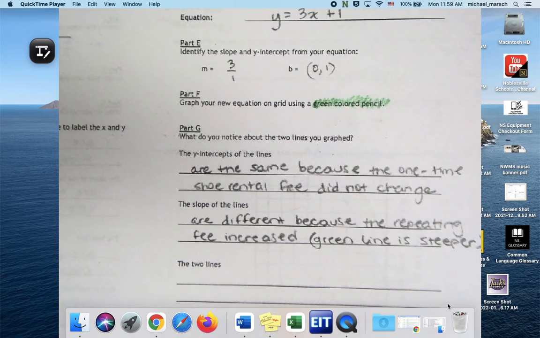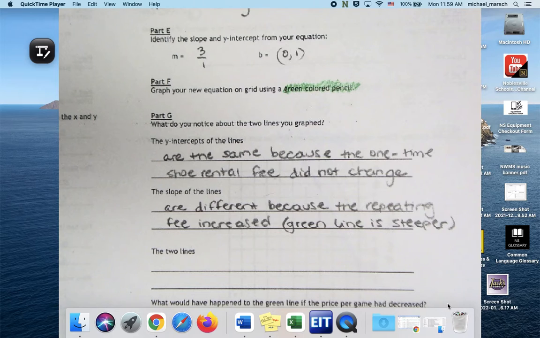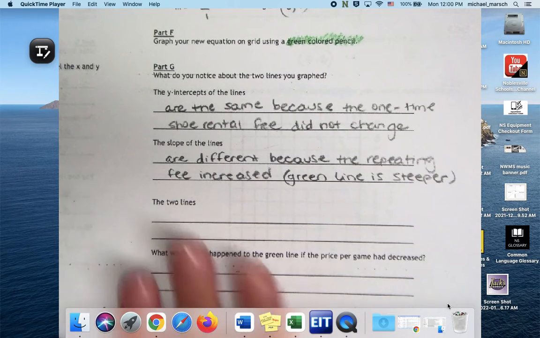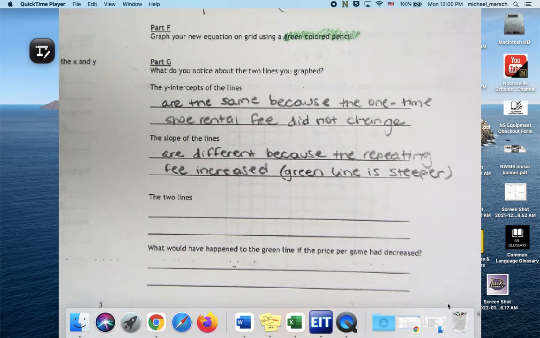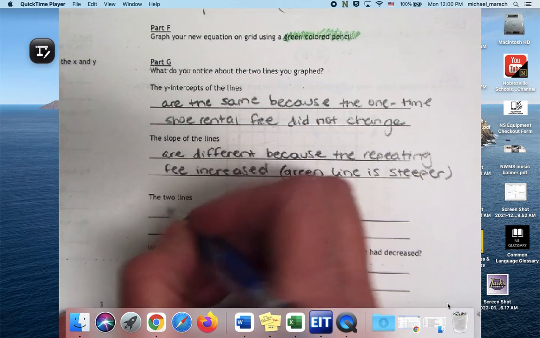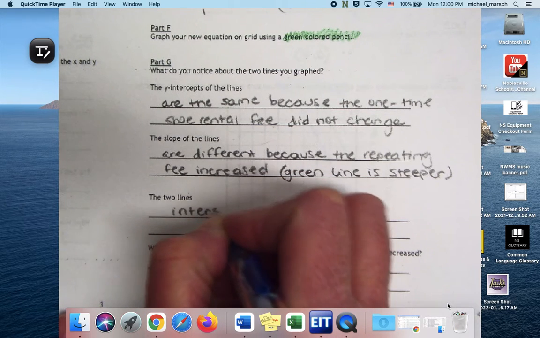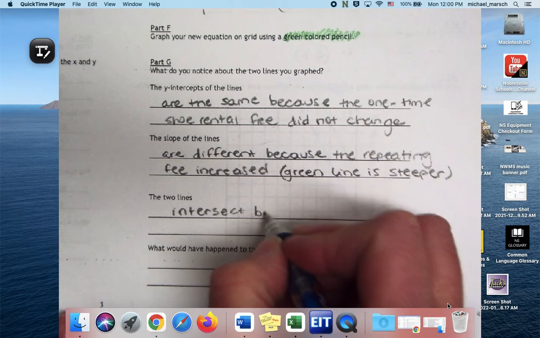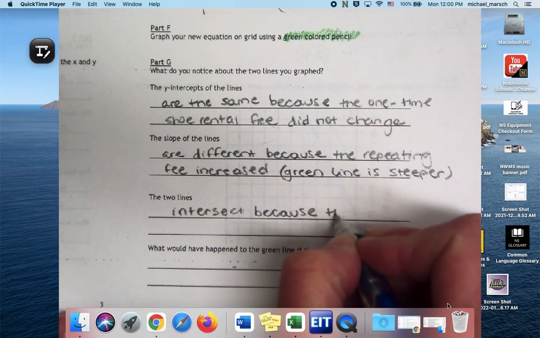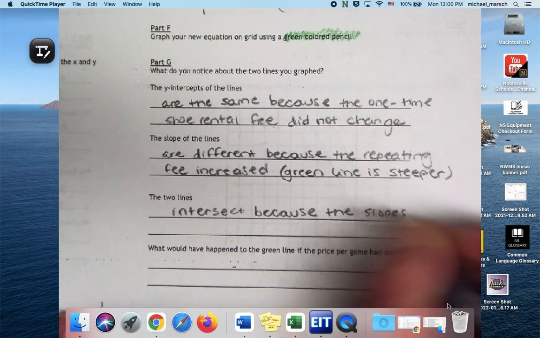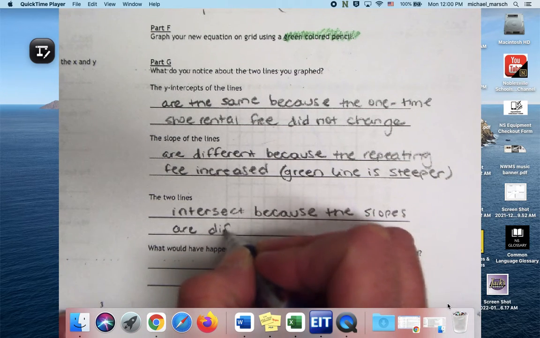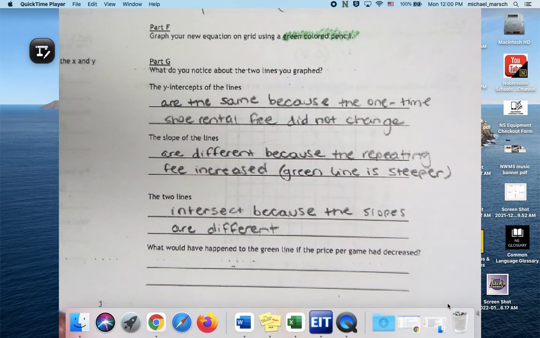The green line is steeper, right? Closer to vertical. And this, Maddie, right here, the two lines, this is where we would say they intersect, because the slopes are different. They just happen to intersect at the y-axis.